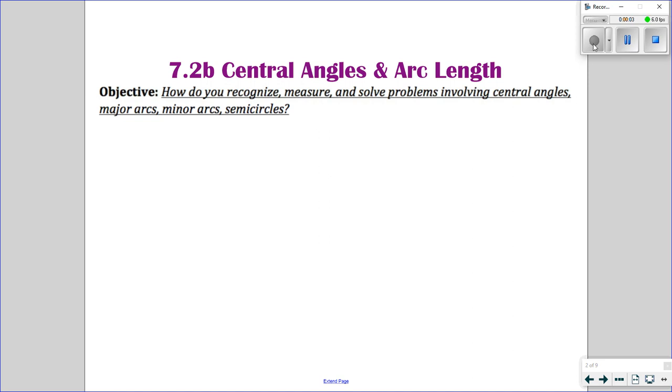Hi. So this is the second part for central angles, arc length, and arc measure. Today we're going to be doing 7.2b, which is central angles and arc length. What we did before was arc measure. Now we're going to do arc length. The objective is how do you recognize, measure, and solve problems using central angles, major arcs, minor arcs, and semicircles. The objective is the same as we did for 7.2a.